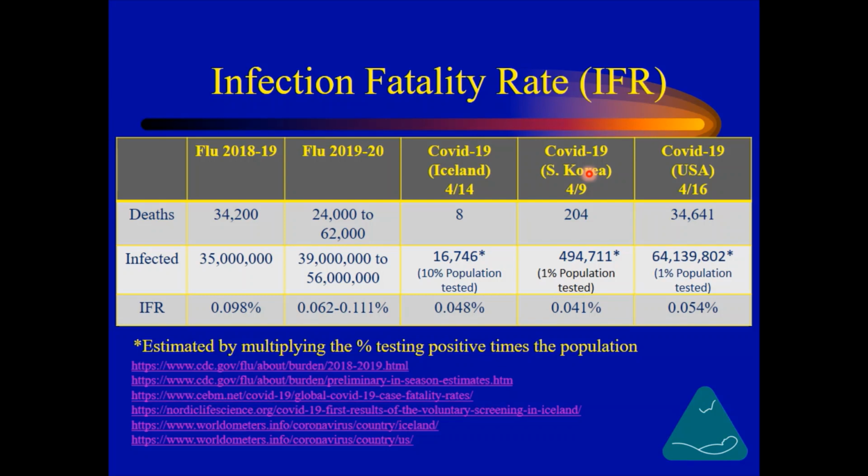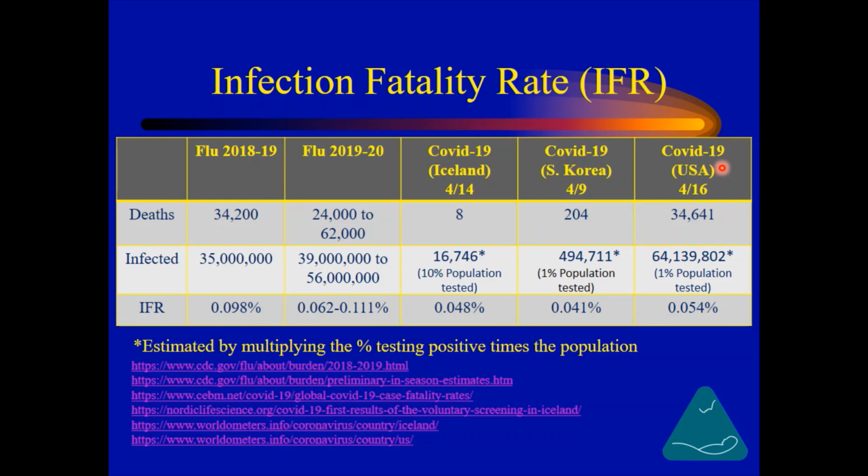Now let's look at this column. This is for South Korea. Now, South Korea has been in the news a lot because they had tested a lot of people. As of April the 9th, this is the data that they were showing. They had 204 deaths, and they were estimating that the total infected in the population was 494,711, with 1% of the population being tested. That calculates out to an infection fatality rate of only 0.041%.